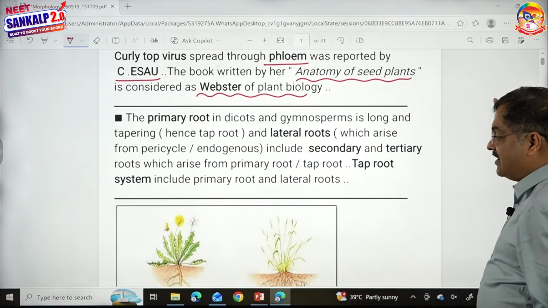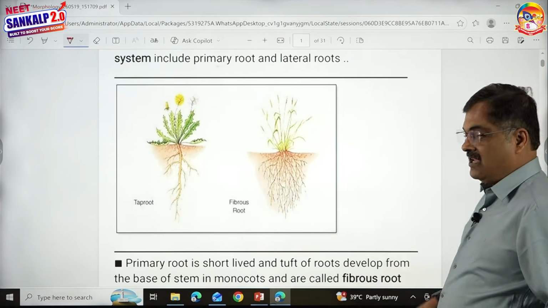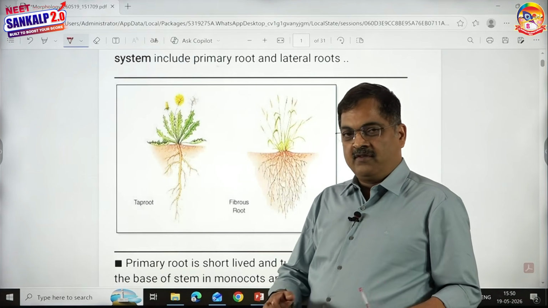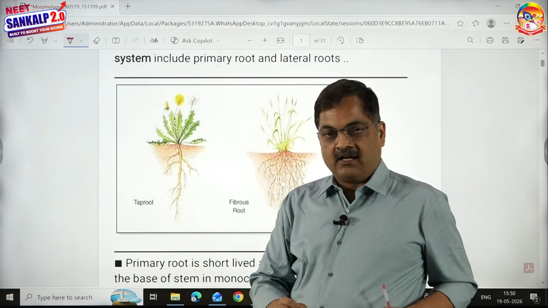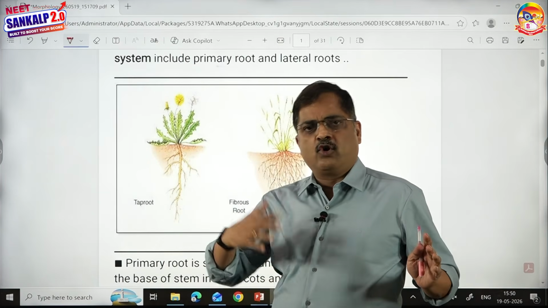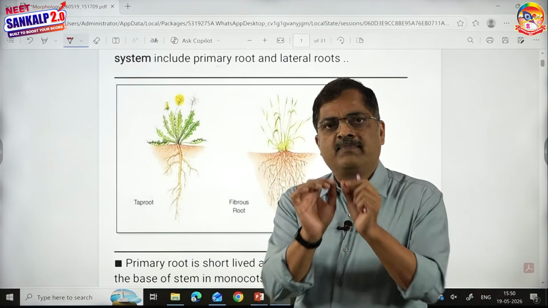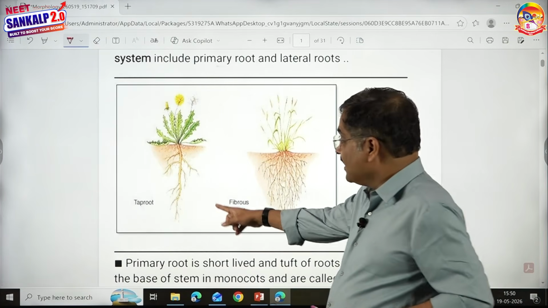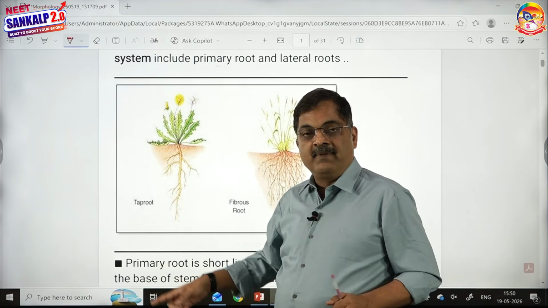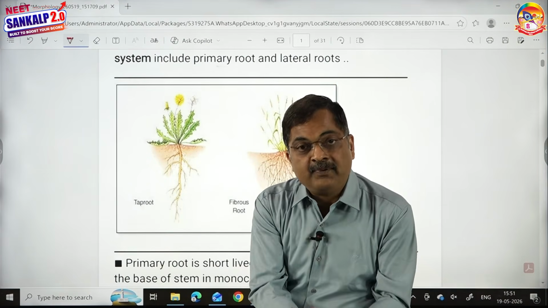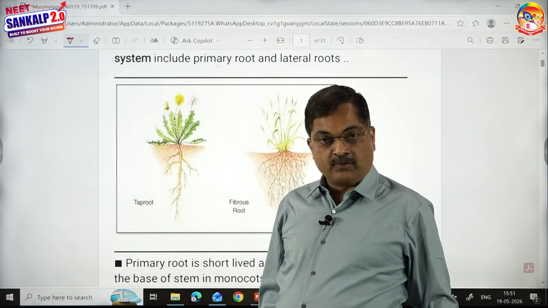Now, the first point is differences between taproot and adventitious root. All of you know that a seed contains radicle, which is said to be an embryonic root. Radicle, whether it's a dicot or monocot, develops into a primary root. Now, what happens in dicots? This primary root becomes long and tapering. Because it is long and tapering, hence rightly called taproot.